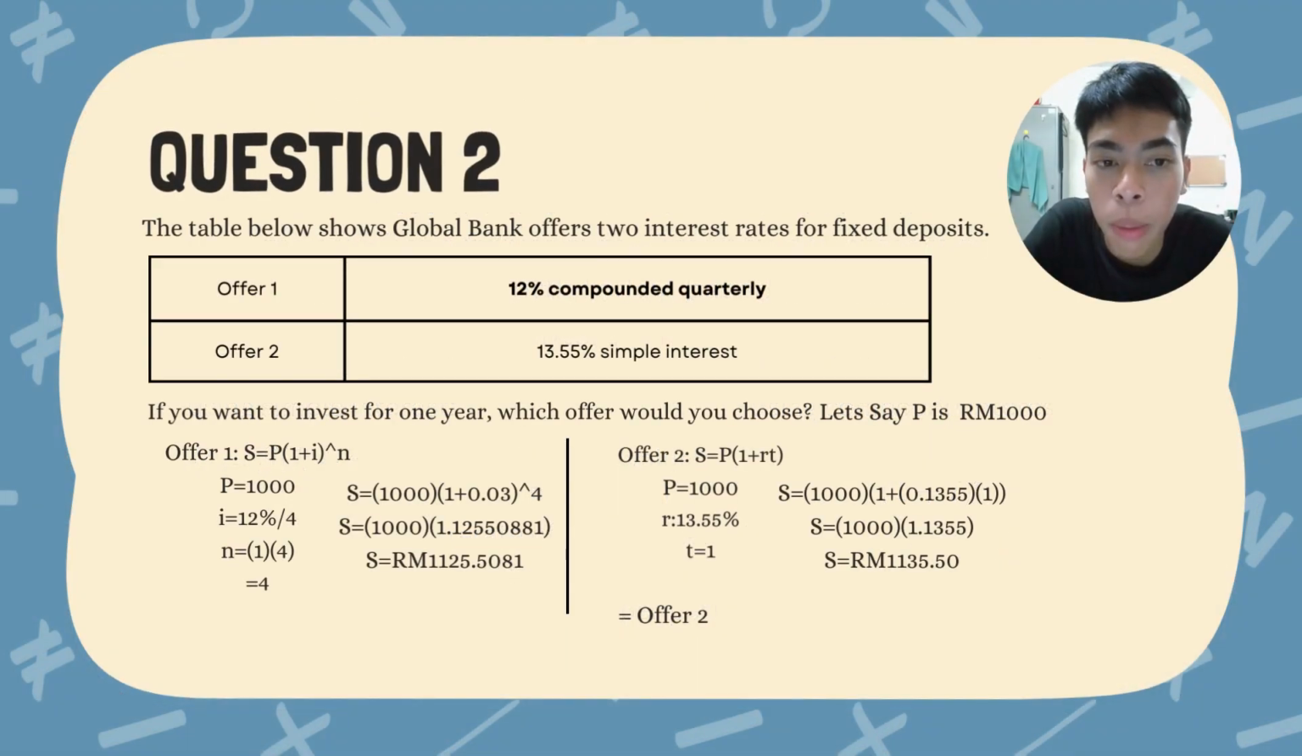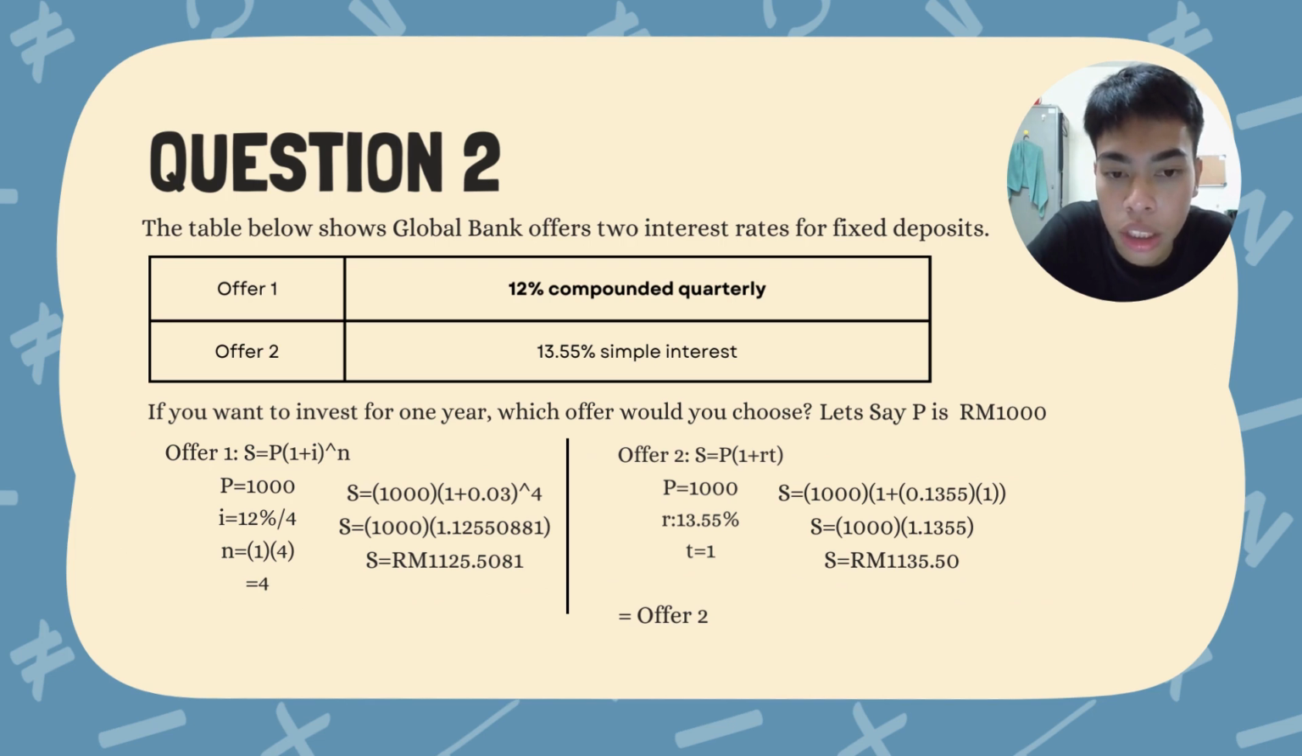Hello everyone, my name is Muhammad Damian. Today I'm going to show you how to answer question 2. So let's take a look at the question first. The table below shows Global Bank offers two interest rates for fixed deposits. Offer 1, 12% compounded quarterly. Offer 2, 13.55% simple interest. If you want to invest for 1 year, which offer would you choose?